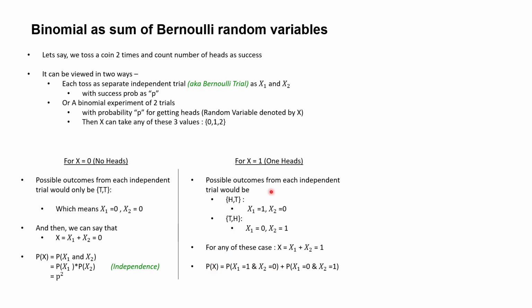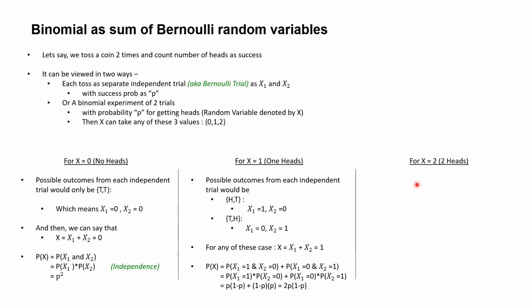Which means if I have to derive the probability of this function, then it would be either x1 equals 1 and x2 equal to 0 joint probability, or x1 equal to 0 and x2 equal to 1 joint probability, right? Using the law of total probability, we can add them up. And if we just use the independence formula once again, we'll reach this 2p times (1 minus p) formula for x equal to 1, right? I hope you are clear so far.